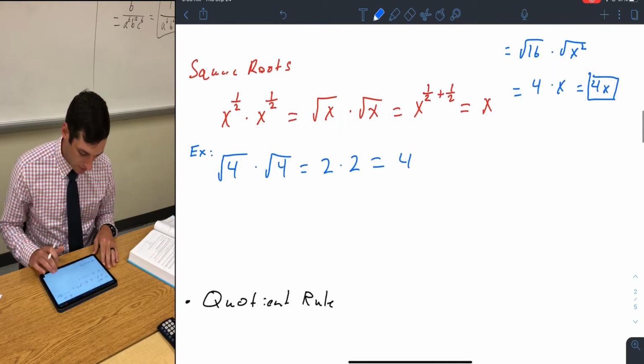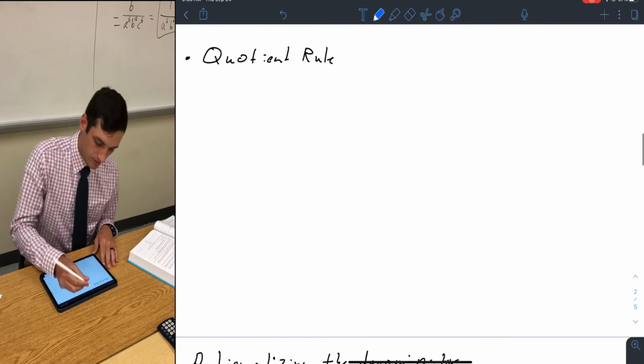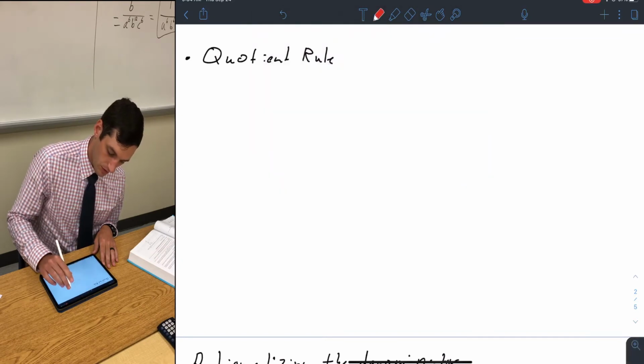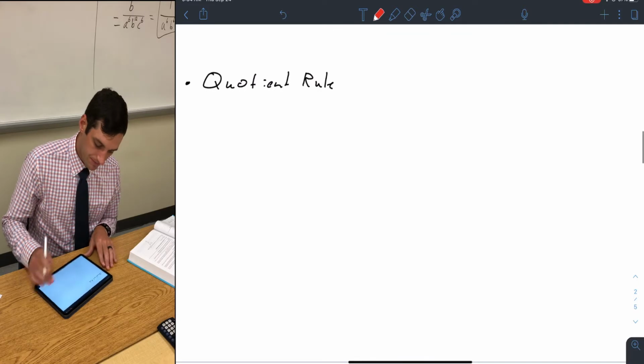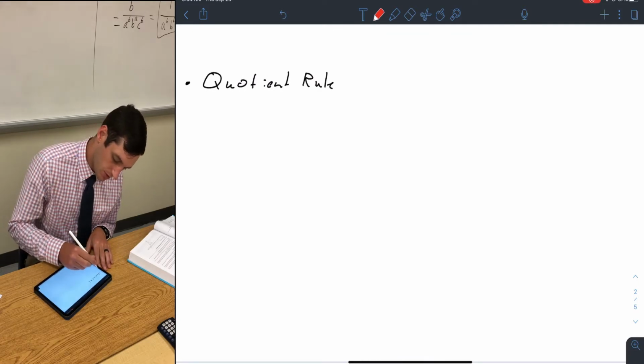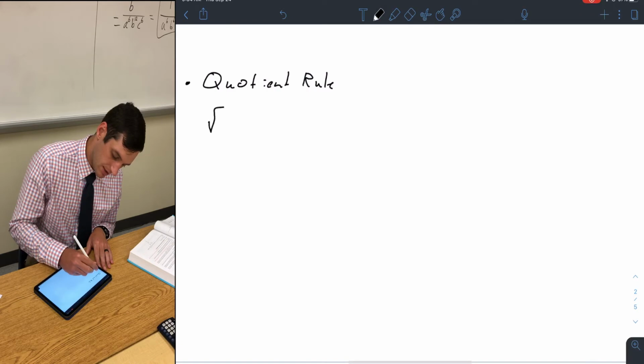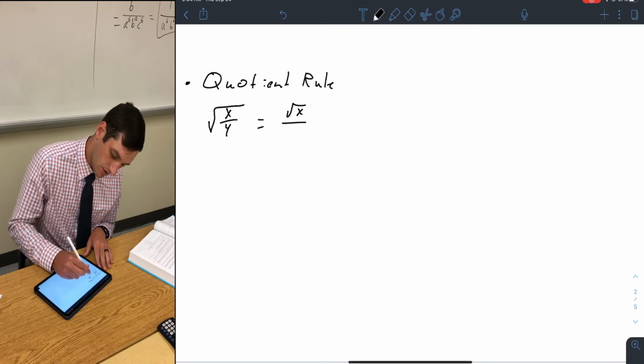Now let's move on to the quotient rule. I'm going to write the rules out here in red. So the quotient rule says, let's write it in black because this is a rule, let's say I have a square root of x over y. This is the same as the square root of x over the square root of y.